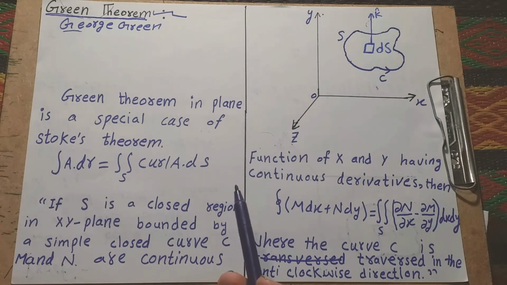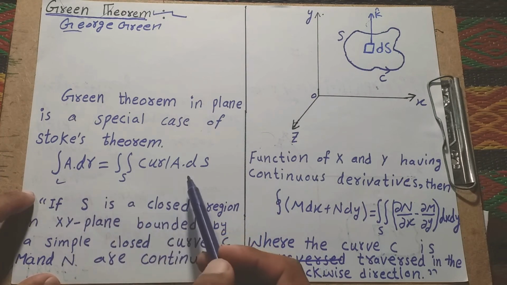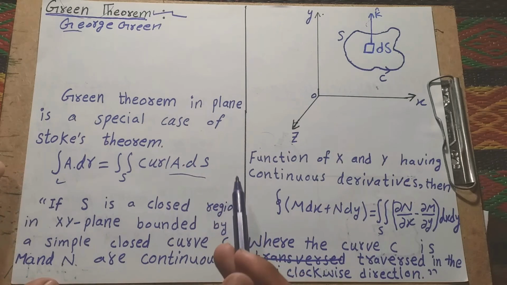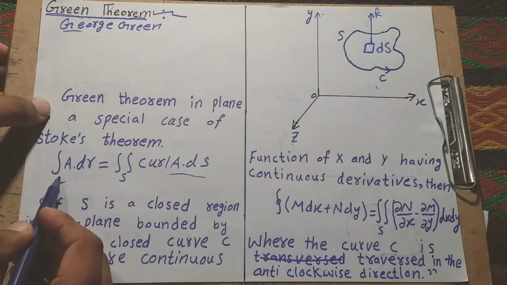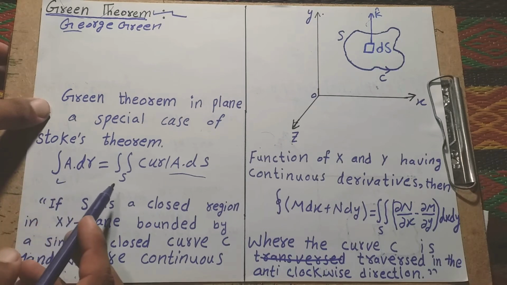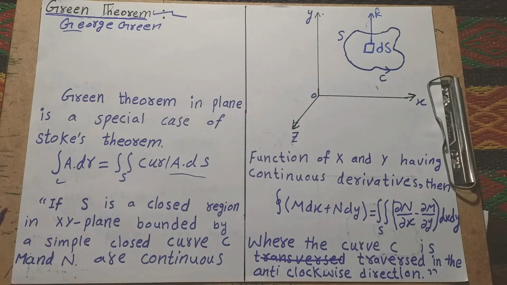What is Stokes' theorem? Stokes' theorem is a relation between line integrals and surface integrals. What is a line integral? The integral of a line is called a line integral, and the integral of a surface is called a surface integral. Okay, clear? What is Green's theorem?